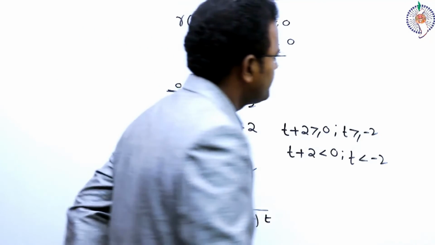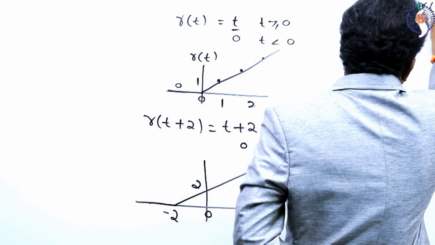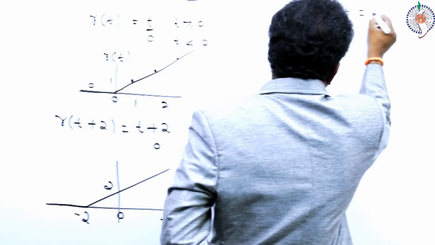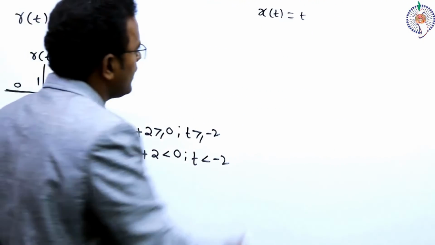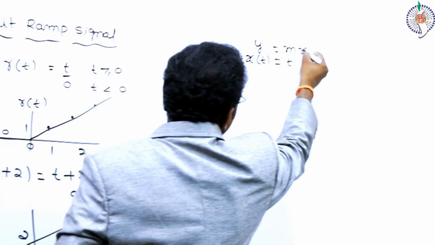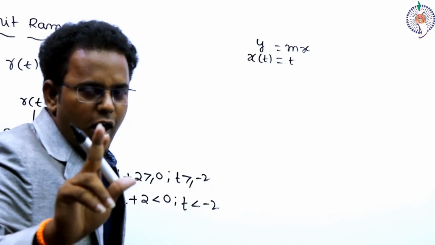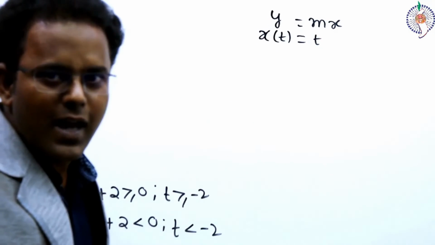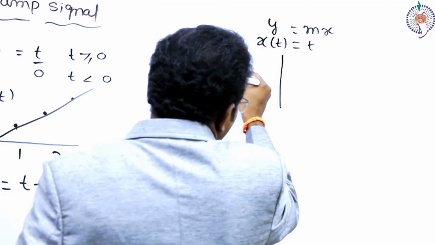Now follow. Suppose I have a signal x of t equal to t, just like y equal to mx. Here the m value is not mentioned, which means 1. How does the line y equal to mx look? It is passing through the origin.